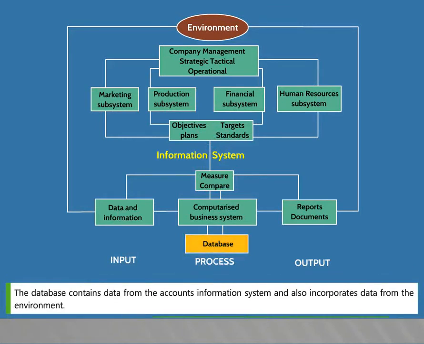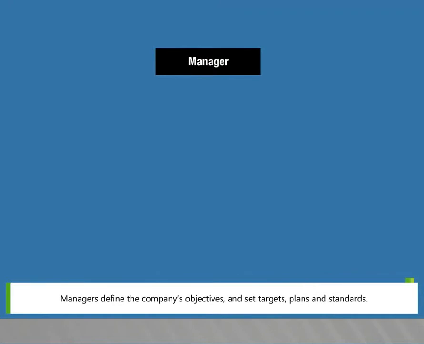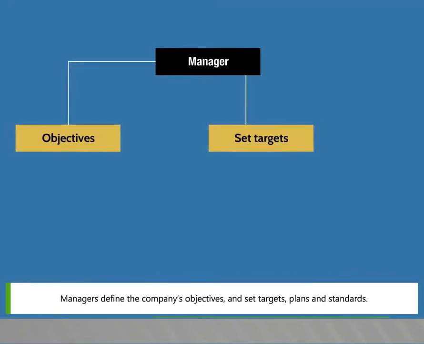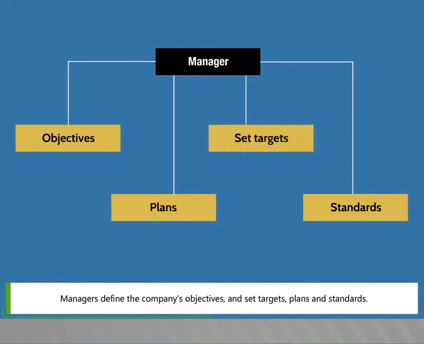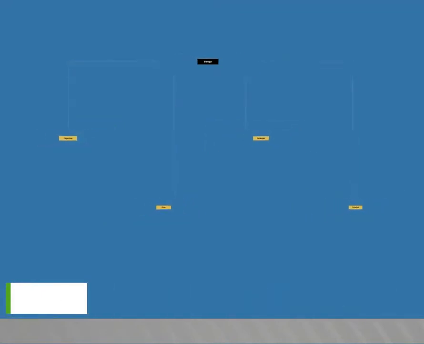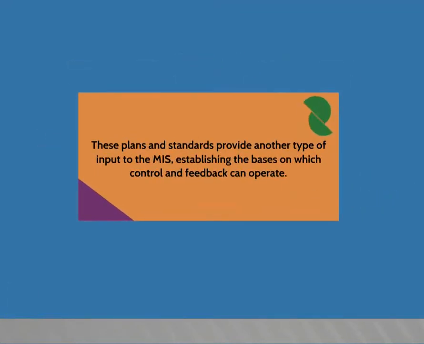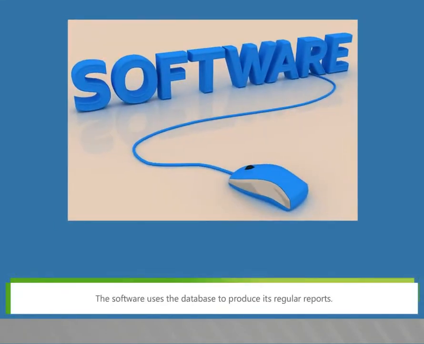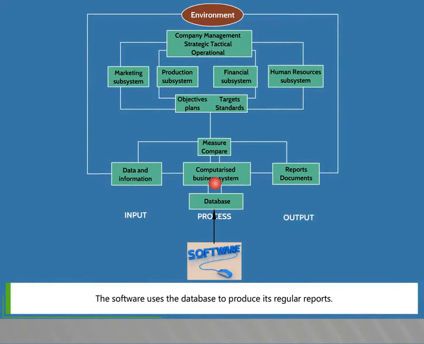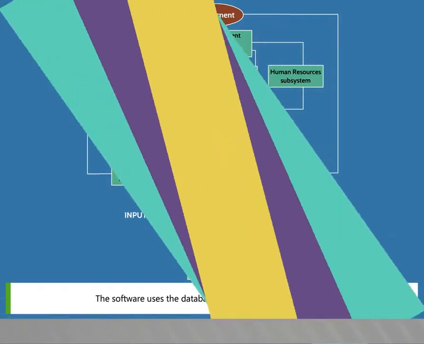The database contains data from the accounts information system and also incorporates data from the environment. Managers define the company's objective and set targets, plans, and standards, at the center of the figure. These plans and standards provide another type of input to the MIS, establishing the basis on which control and feedback can operate. The software uses the database to produce its regular reports.